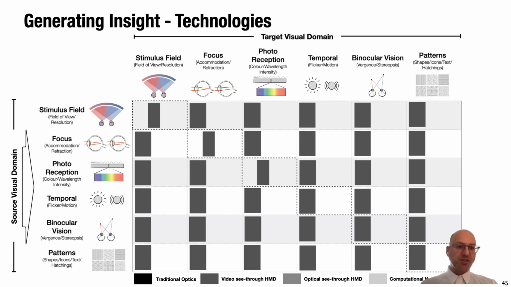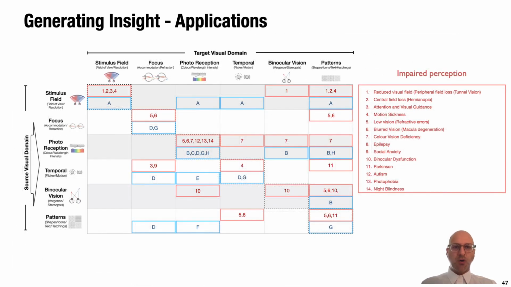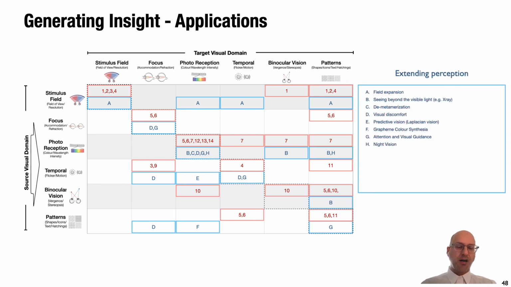We also detailed in our paper how optical see-through HMDs and computational optics sit in that design space. And let me just say, they're a bit more limited and have some shortcomings, but also have some advantages. We also outline in our paper, for example, existing solutions where they would sit in our design space, or specific applications, for example, those who address impaired perception, as well as those who address extending perception, or what they call superhuman vision.